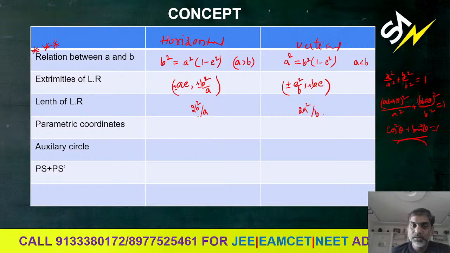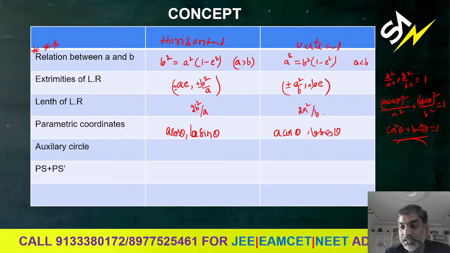So here a cos theta comma b sin theta represents the parametric coordinates of the horizontal ellipse. For vertical ellipse also the same. For vertical ellipse also the parametric coordinates are a cos theta comma b sin theta.